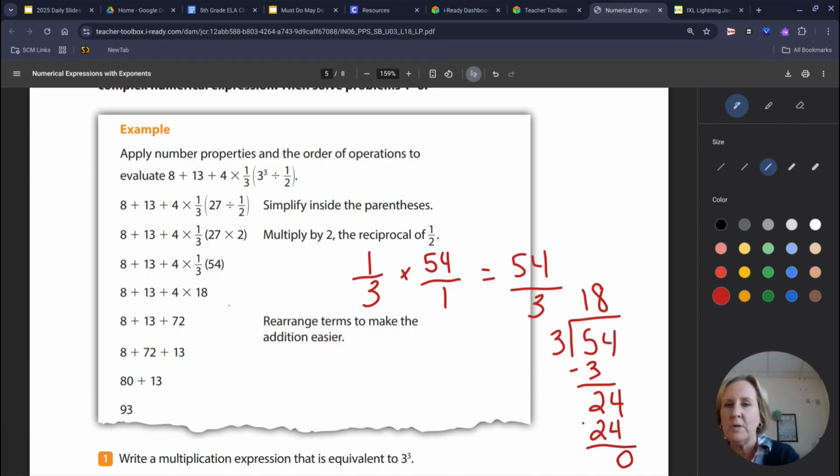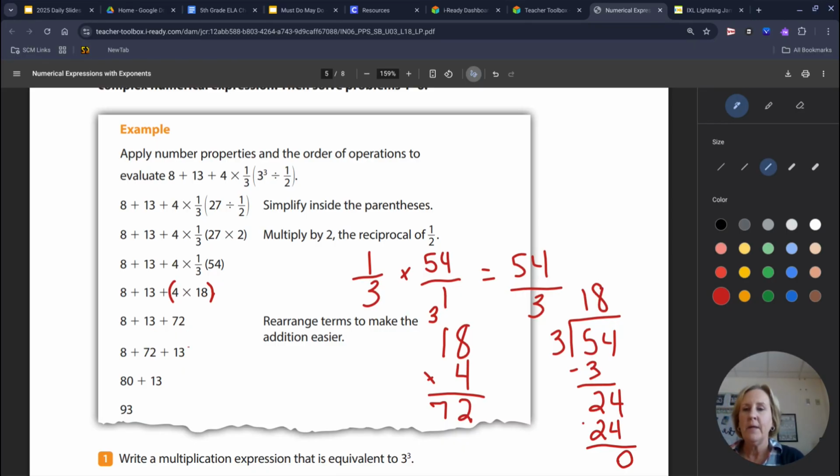Now my teacher always taught me to go ahead and put parentheses around that just to remind me to do that multiplication first, but you don't have to, as long as you remember that you do in fact need to do that first. 18 times 4, 8 times 4 is 32. 4 times 1 is 4, plus 3 is 7. So 72. 8 plus 13 plus 72.